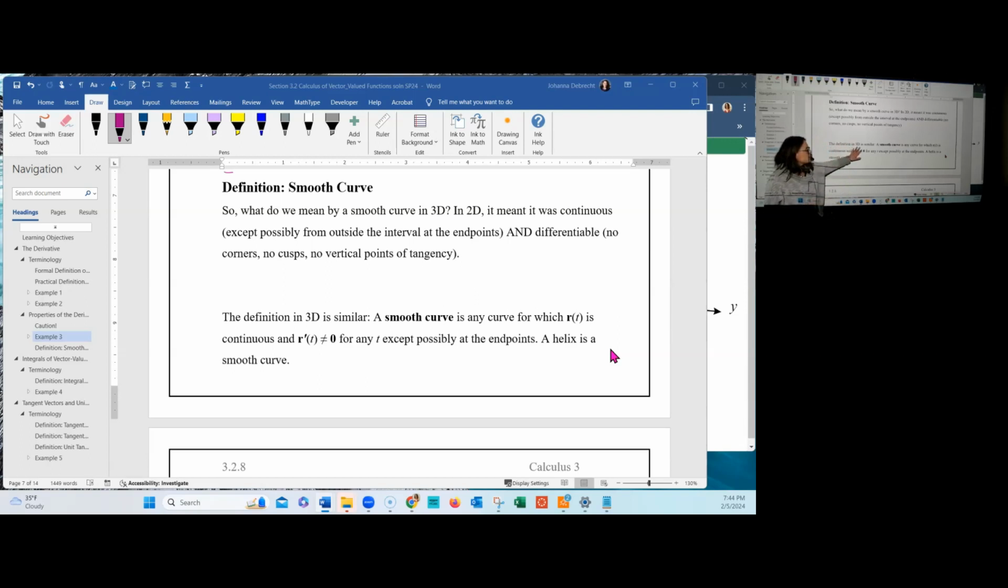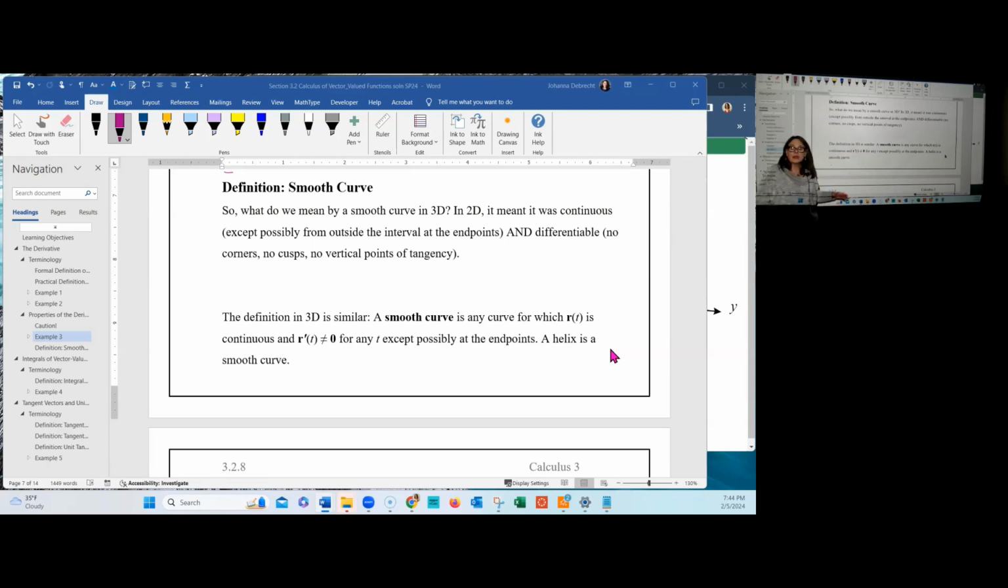The definition in 3D is somewhat similar. When we're talking about 3D, we want the function r of t to be continuous, which again means that it exists at the point, that the limit of it exists at the point, and the two point to the same thing. And we don't want the derivative to be the zero vector for any value of t except possibly at the endpoints of the interval, again allowing maybe for it not to be continuous or whatever at the endpoints.